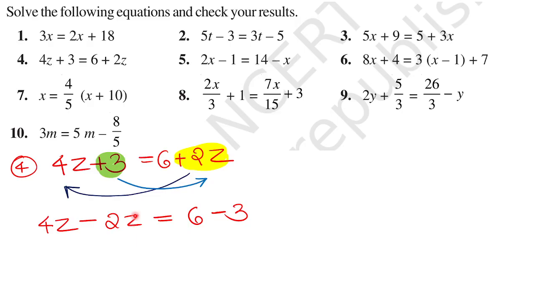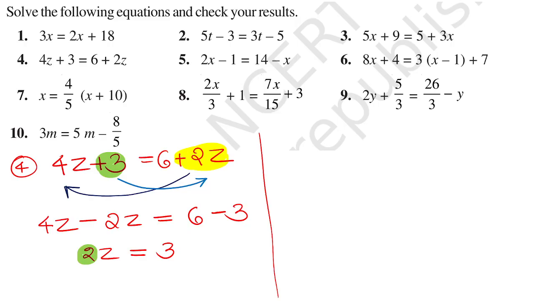Now listen, 4z minus 2z is 2z. 4 minus 2 is 2. So 4z minus 2z is 2z. 6 minus 3 is 3. Again it's the same thing.